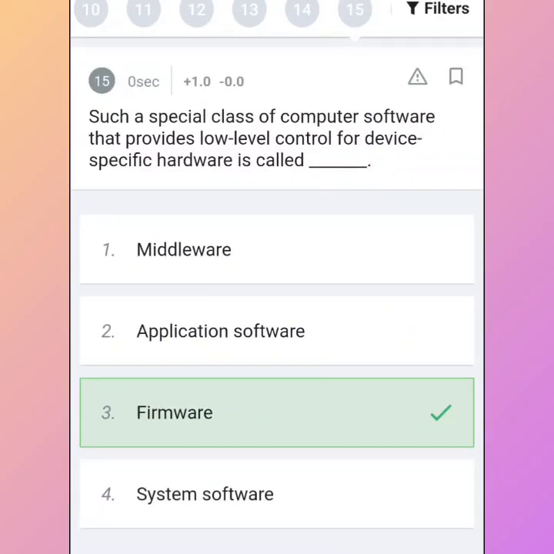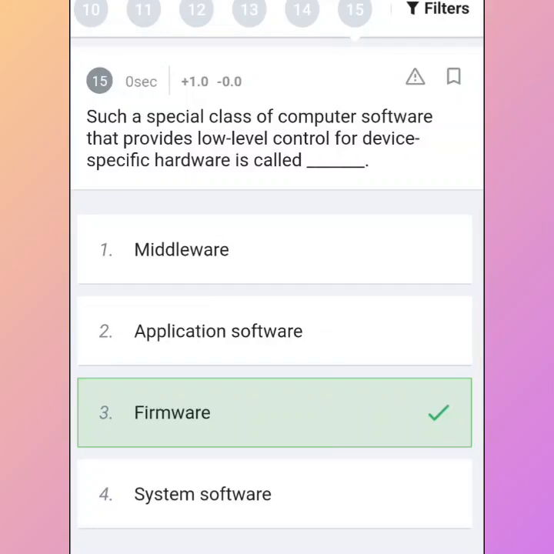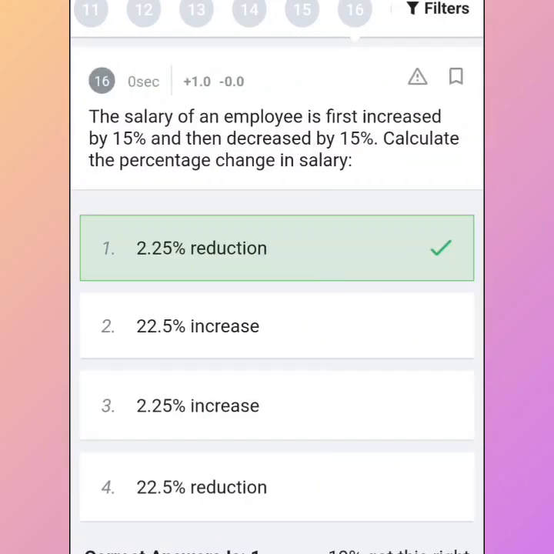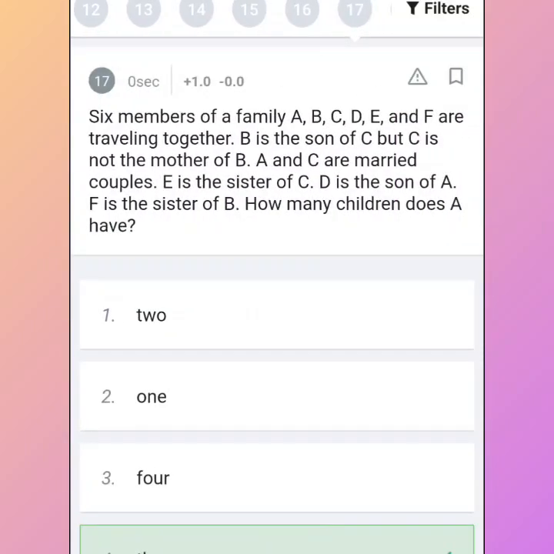Such a special class of computer software that provides low-level control for a device's specific hardware is called option third, firmware. The salary of an employee is first increased by 15% and then decreased by 15%. Calculate the percentage change in salary. 2.25% reduction.